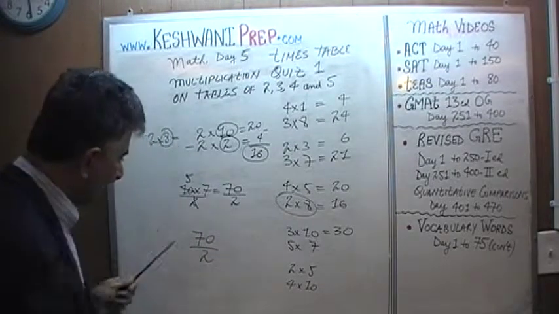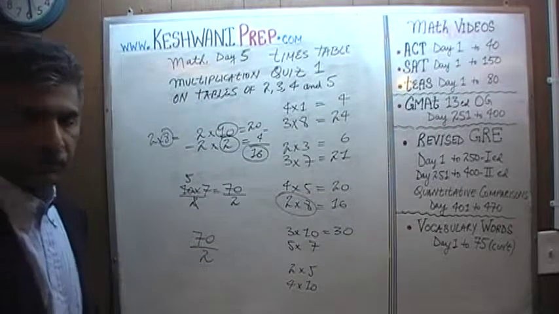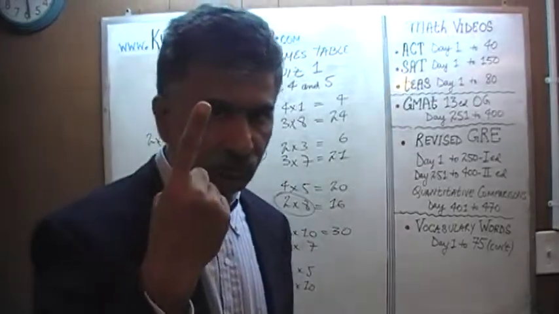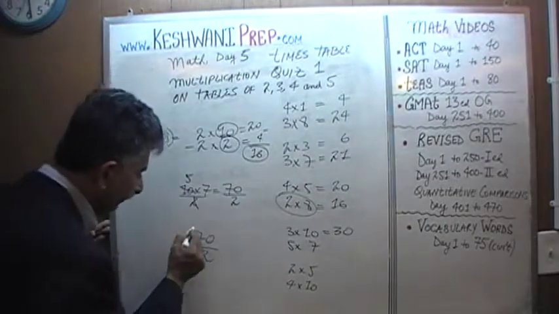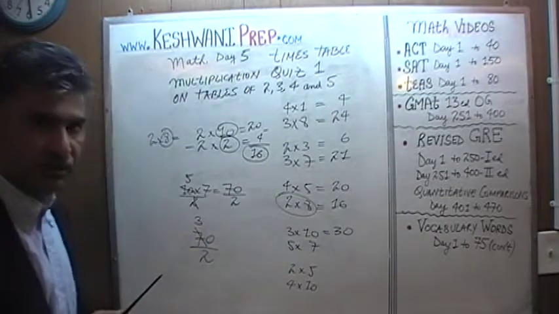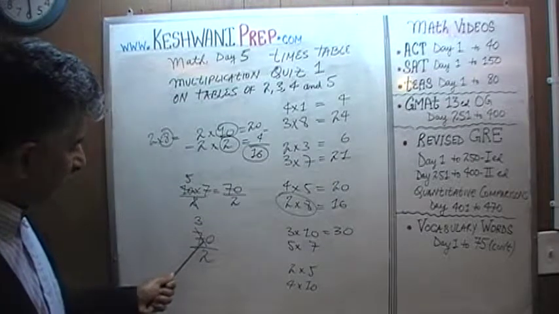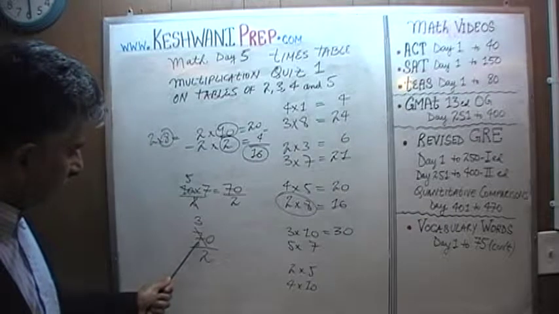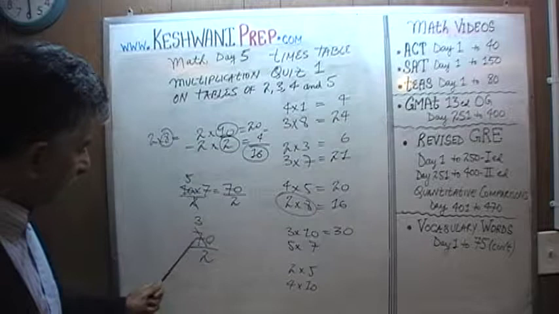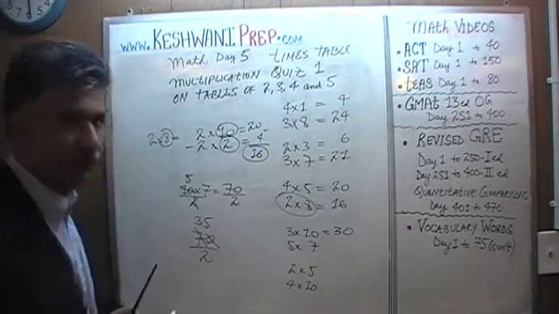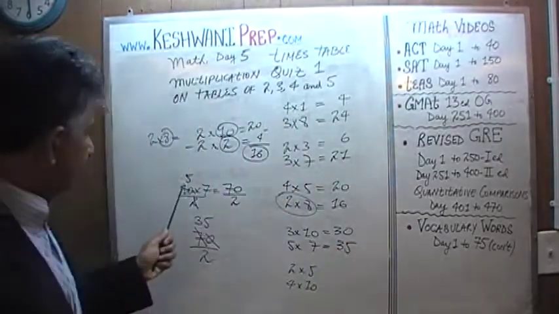How many 2s does 7 have? The 7 has 3 2s. 2, 4, 6. Yes, there are 3 2s in a 7. 3 2s are 6. But this was 7, so the remaining one goes and joins the 0, and it becomes a 10. And 10 divided by 2 is 5, so the answer is 35. So 7 fives are 35.